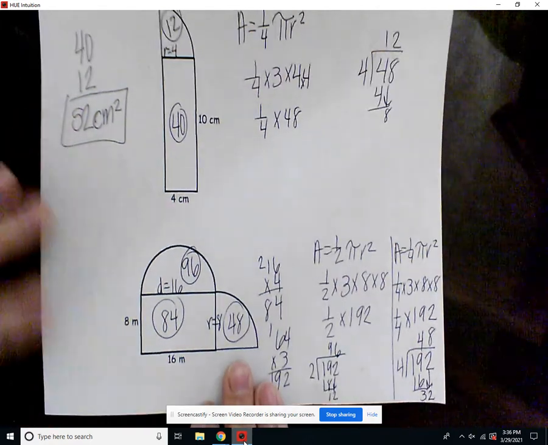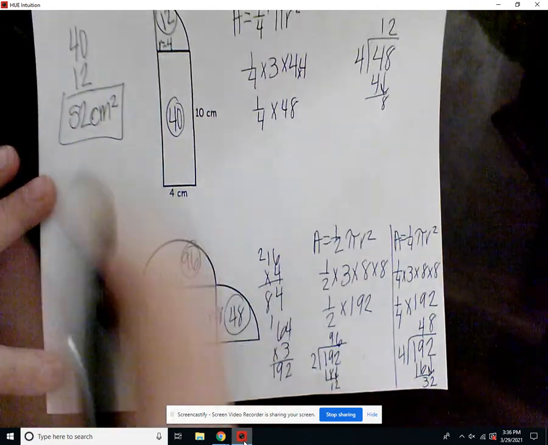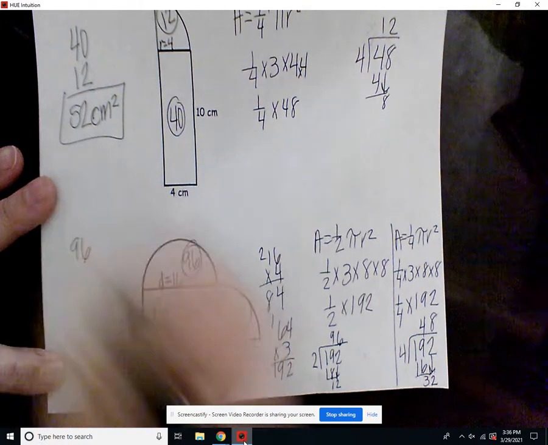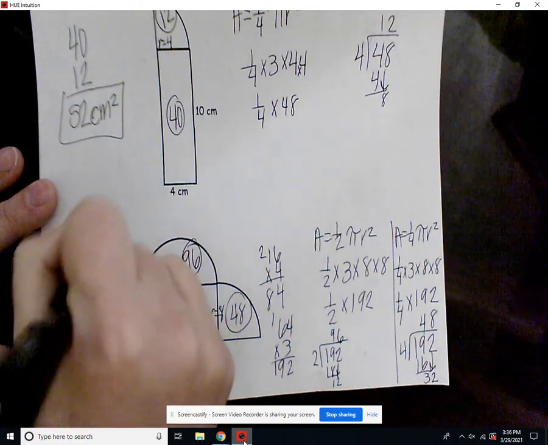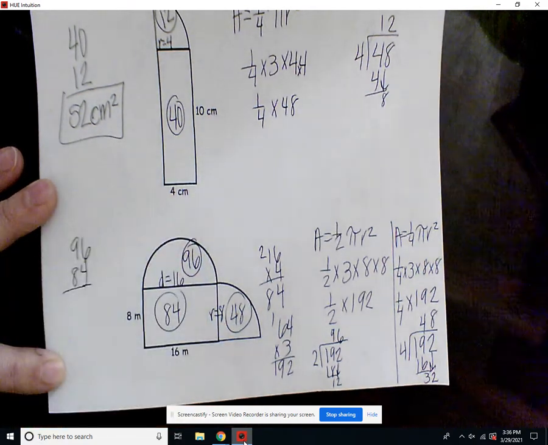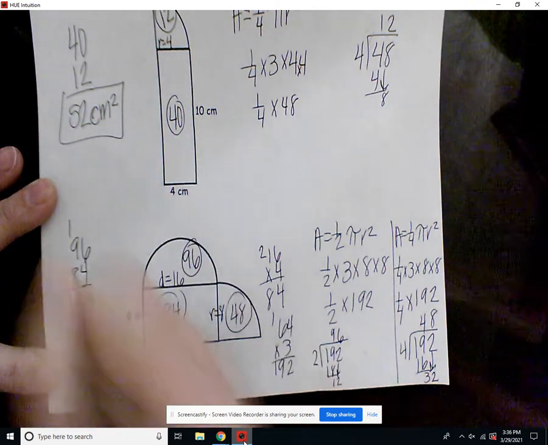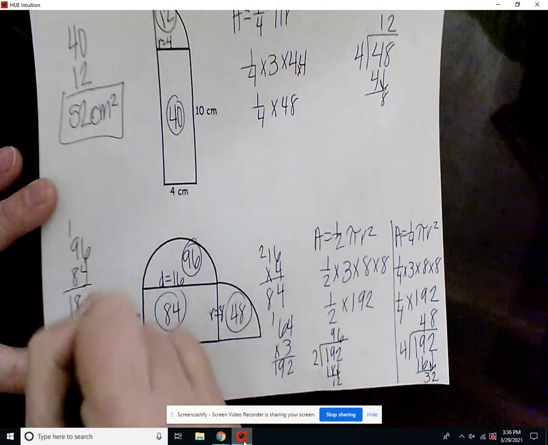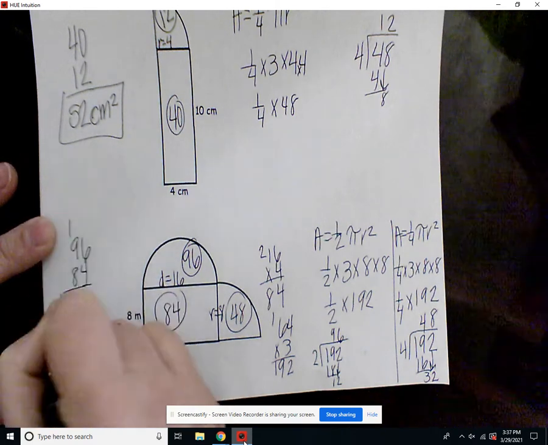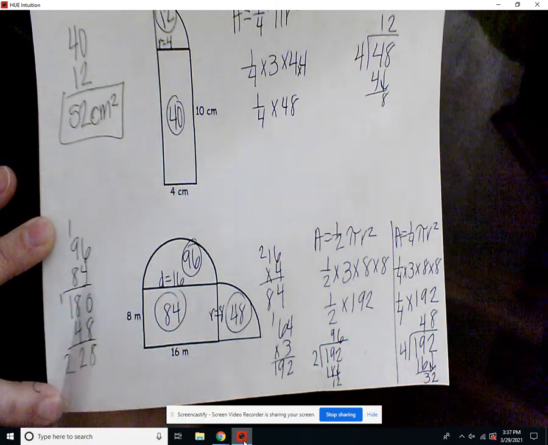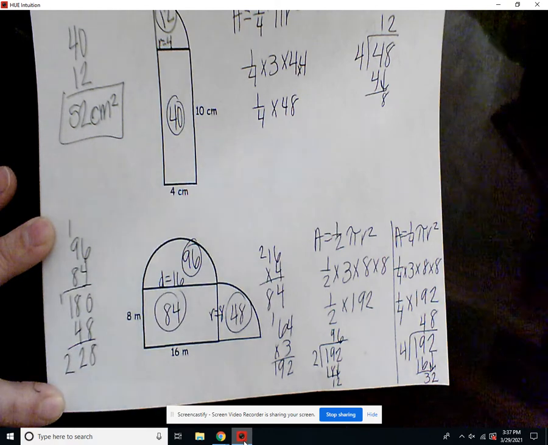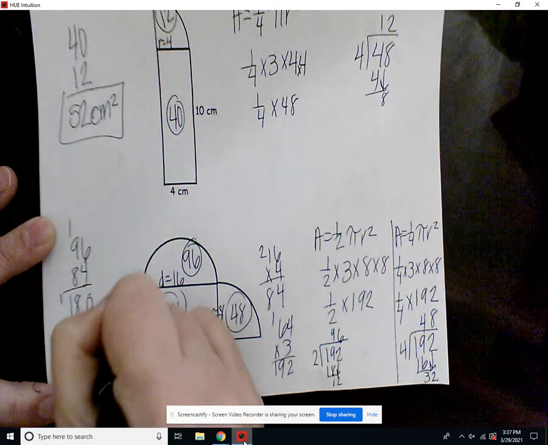So our final step is to add up all of our numbers, 96, 64. I'm going to add 2 at a time. And then we're going to add 48. And so we get 208 meters squared.